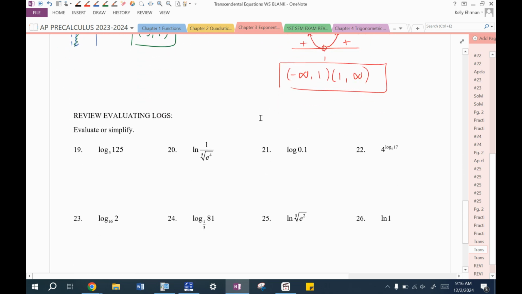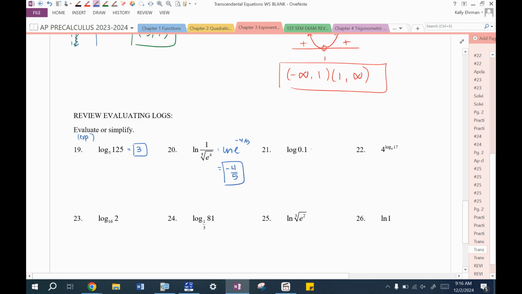Okay, and then very quick review, evaluating logs. I hope these are easy by now. Remember, evaluate just means find the exponent. Determine the exponent on the base to give you that result. So 5 to what power is 125? 3. Rewrite this if you want to. This is e to what power? The negative 4/5. So the answer is negative 4/5.